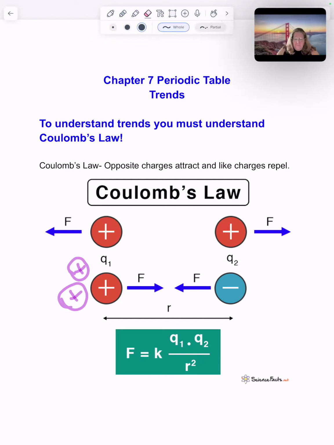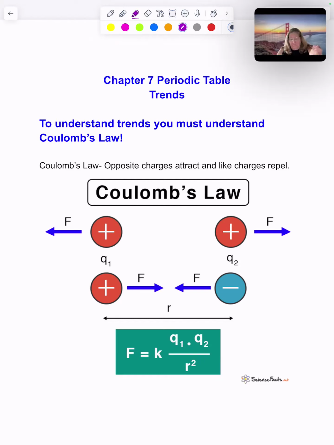I find it sometimes easier to think of Coulomb's law in terms of magnets. You know how two north poles of a magnet will repel and a north pole will attract a south pole? If we put three magnets with their north poles all pointing toward that south pole on a fourth magnet, it's going to drag it closer.